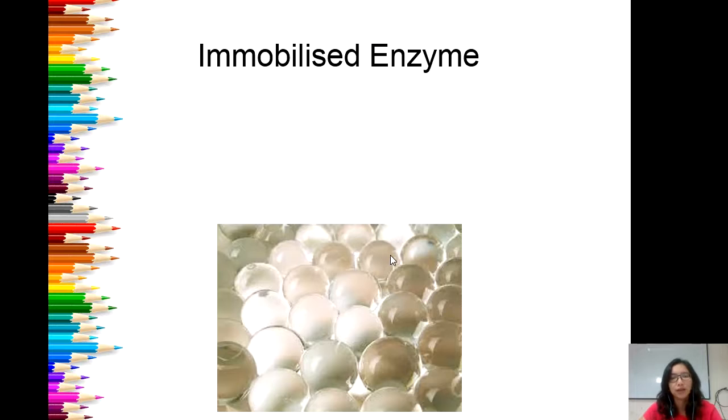So what is the importance of using immobilized enzyme? What are the advantages? The first one, we can reuse the enzyme, because in these beads the enzyme is not mixed with the products, and the enzyme concentration or volume remains the same. So this will keep the cost down. The producer doesn't have to buy another batch of enzyme. They just reuse and reuse this immobilized enzyme until it is denatured completely.